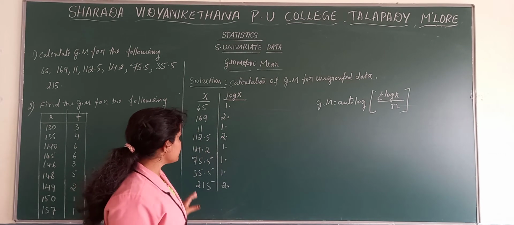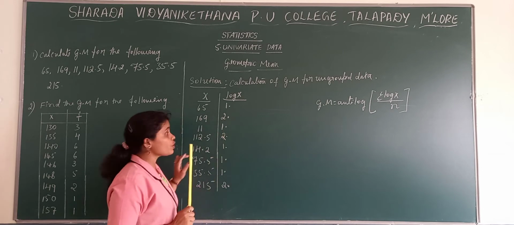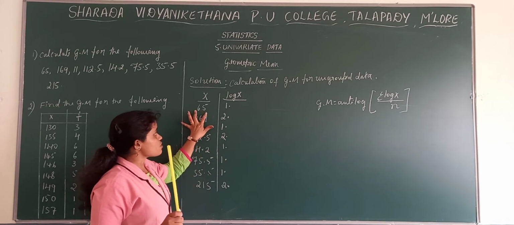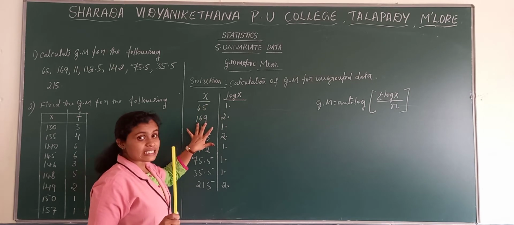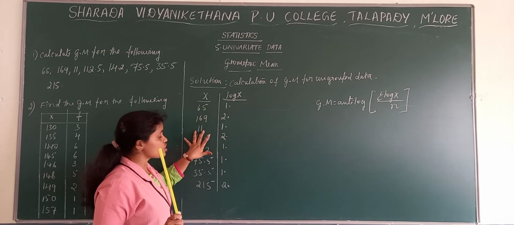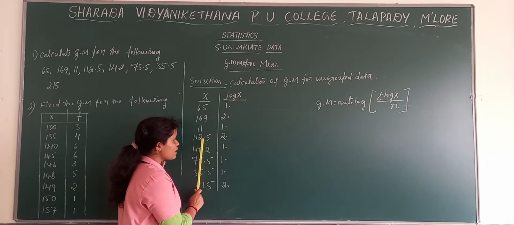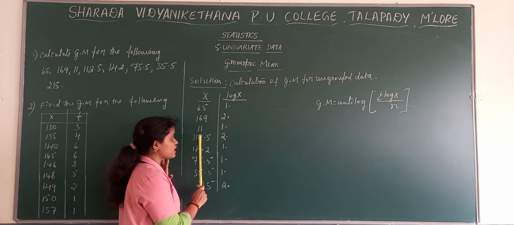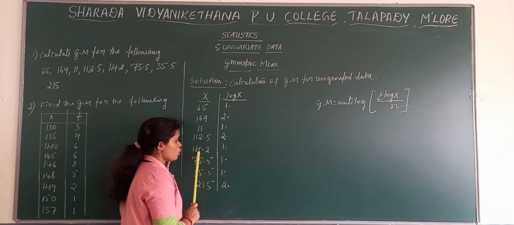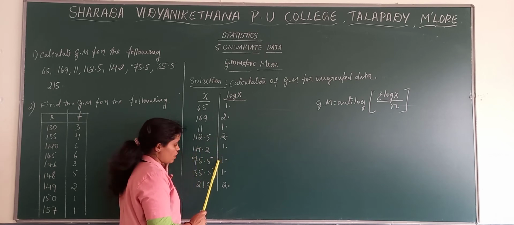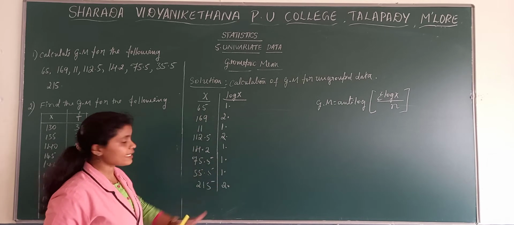So these we call characteristics. How to write? Number of digits, deduct 1: 2 digits, minus 1, 1. 3 digits, minus 1, 2. 2 digits, minus 1, 1. Where there is a decimal, we consider the values before the decimal. 3 digits, minus 1, 2. 2 digits, minus 1, 1. 2 digits, minus 1, 1. So we have written the characteristics.